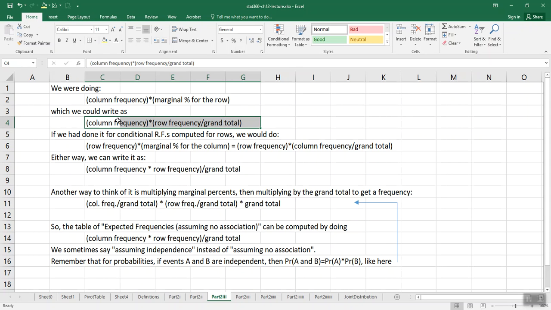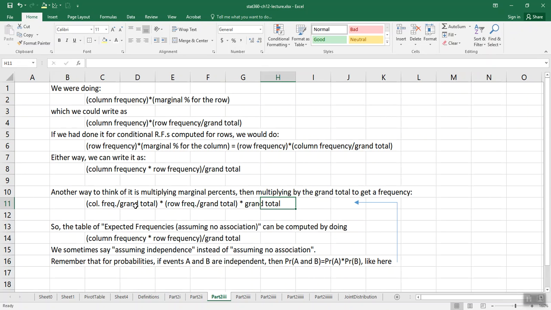So we were thinking of it this way, we computed it this way. If we had done it for rows, row conditionals instead of column conditionals, you just switch the word column and row here. And either way you do it, you end up with column frequency times row frequency divided by the grand total. Another way of thinking about it that we'll mention later is to think about it as a marginal percent here from the columns times another marginal percent for the columns. But that just gives you a percent, and then to say, well, how many people out of my overall sample, you just multiply by the grand total.